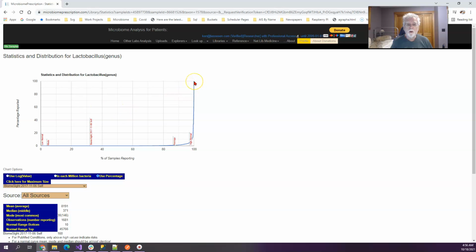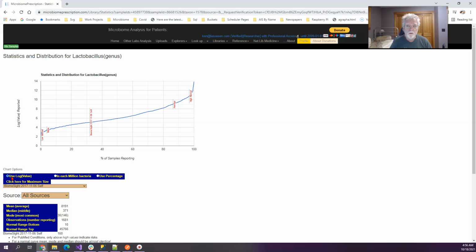You see a few people have an unbelievably high amount of lactobacillus. Those are probably not an indicator of a healthy person. Other people have a very small amount. Here I have a very low amount. And then again, log values, which tend to transform the data into almost a straight line.